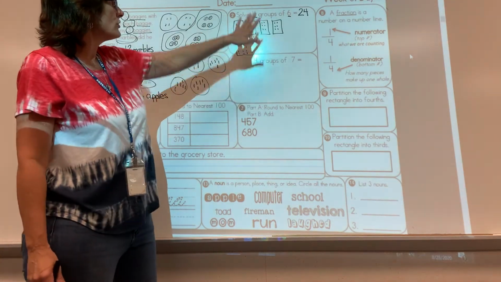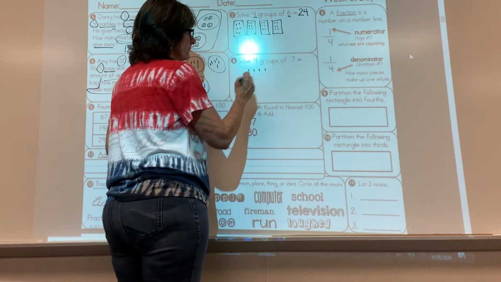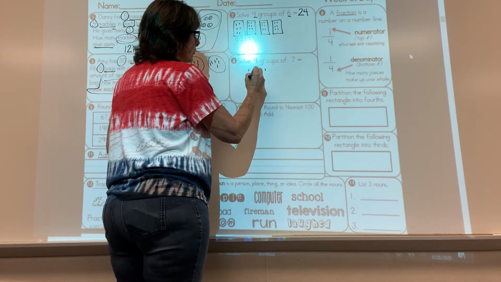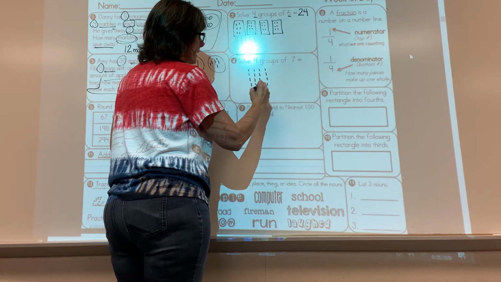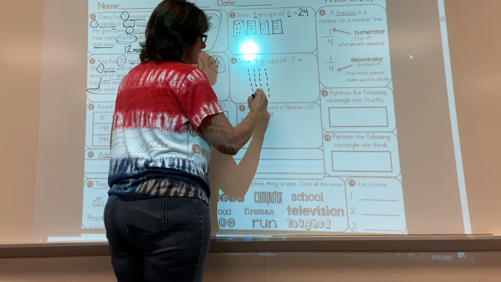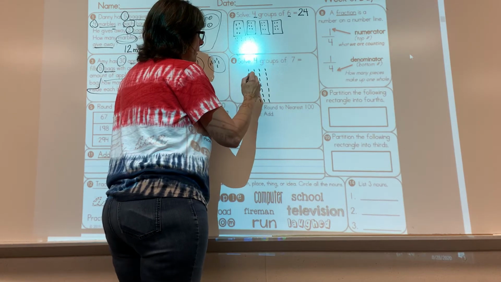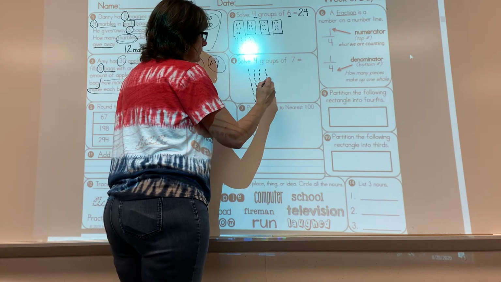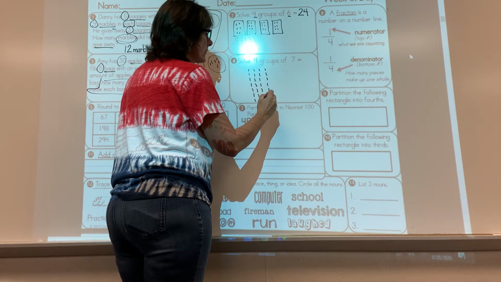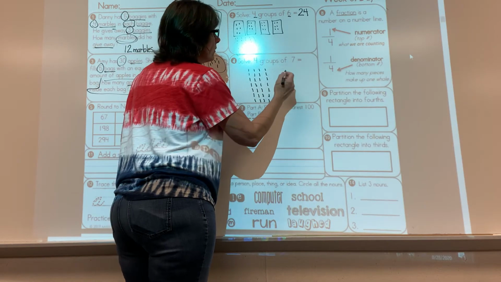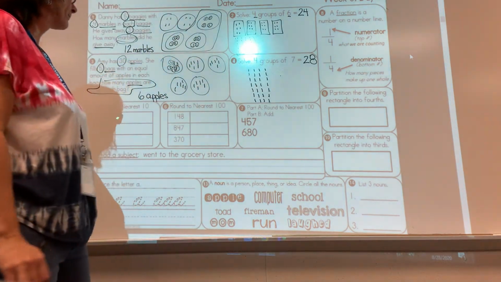Then we have another one of the solve, 4 groups of 7. So I'm going to draw 4 rows, 4 columns, and I'm going to put 7 in each one. 3, 4, 5, 6, 7. This is called an array. And then I can count them. 4, 5, 6, 7, 8, 9, 10, 11, 12, 13, 14, 15, 16, 17, 18, 19, 20, 21, 22, 23, 24, 25, 26, 27, 28. 4 groups of 7 is 28.